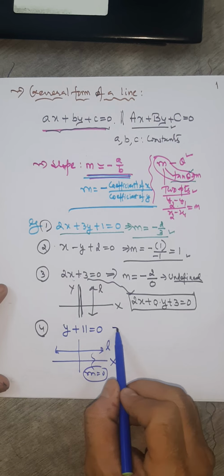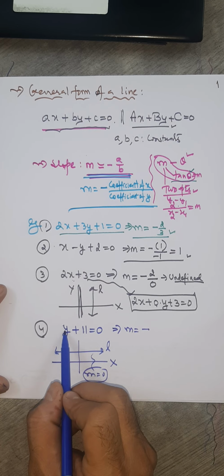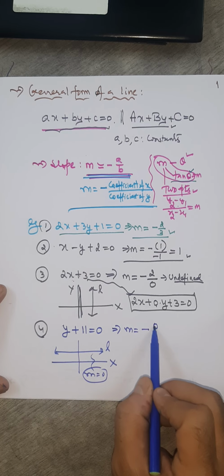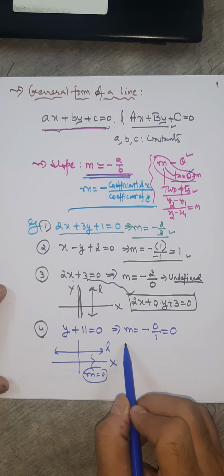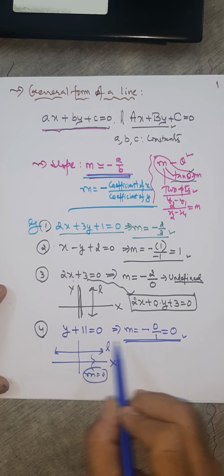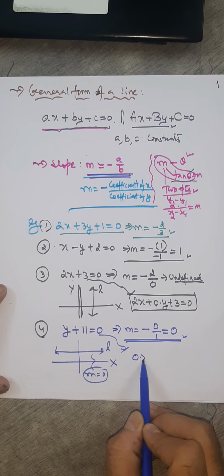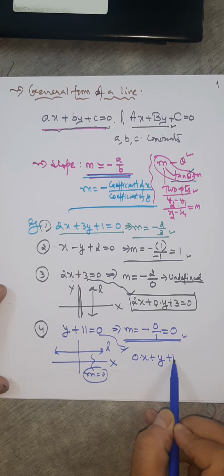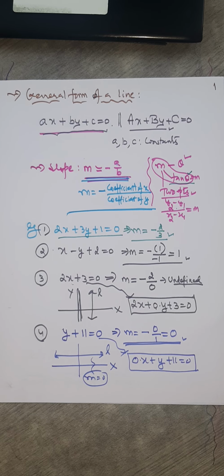Okay, so write the slope here: minus a upon b. a means the coefficient of x, which is not present, so it is 0, upon the coefficient of y, which is 1. And 0 by 1 is always 0. So the slope is 0. You can still rewrite it if you want: 0 into x plus y plus 11 equals to 0. Is the concept of the slope clear?